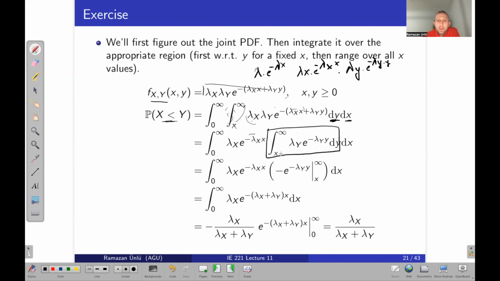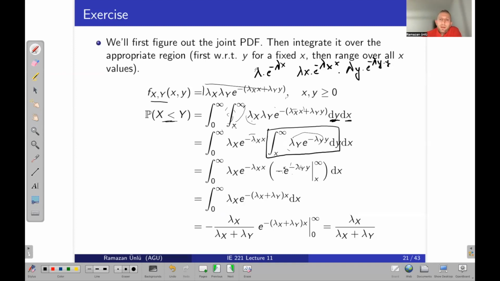Okay, and the integration of this term is minus e to the minus lambda y. And I just need to evaluate this guy for infinite and x values. So remember the antiderivative of this one should be this one, because if I take the derivative of that one, the minus lambda will be here. So minus times minus will be positive, and that will be lambda times e to the minus lambda y. So I will get this one.